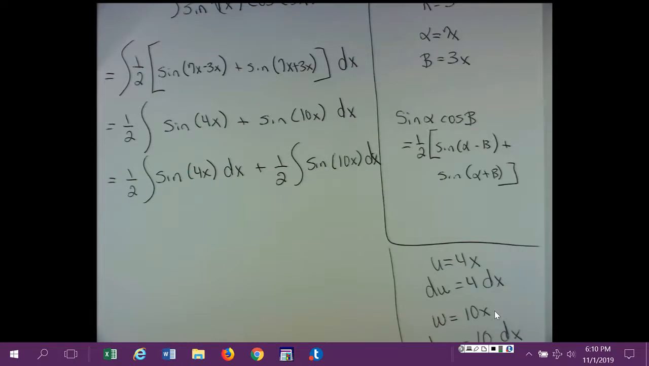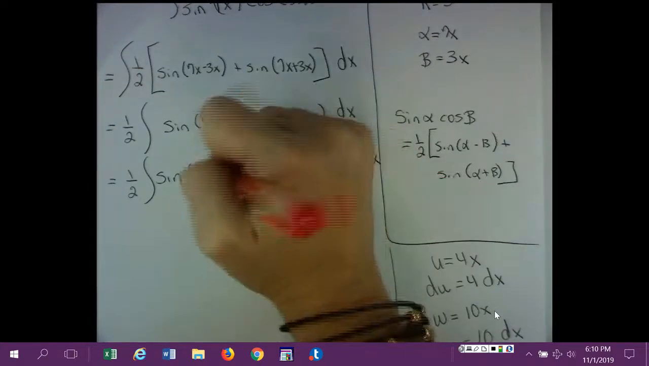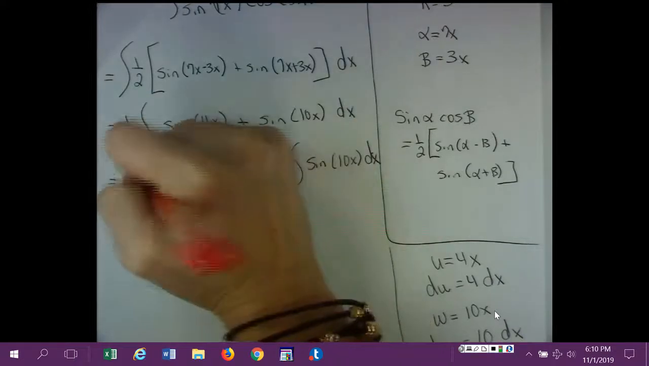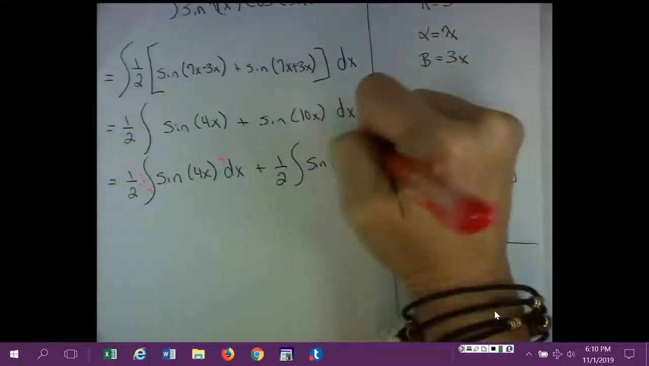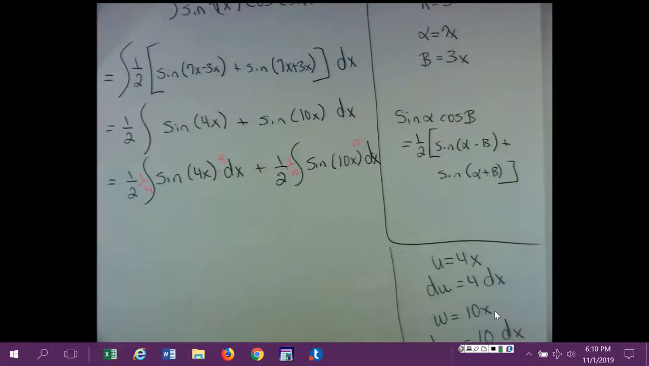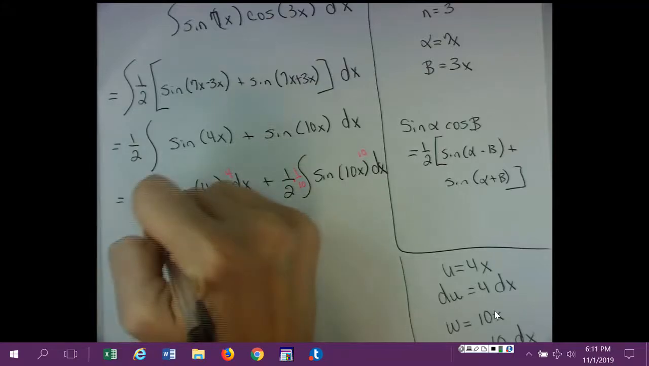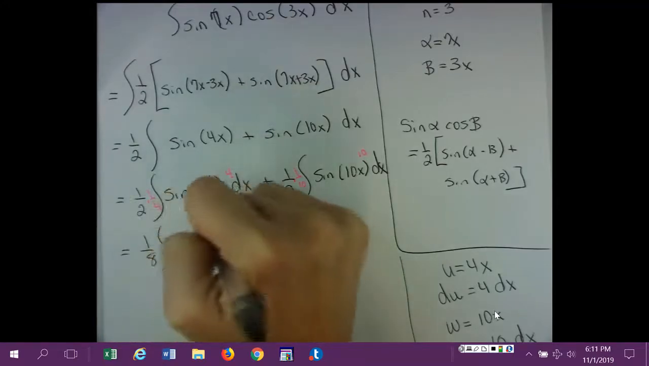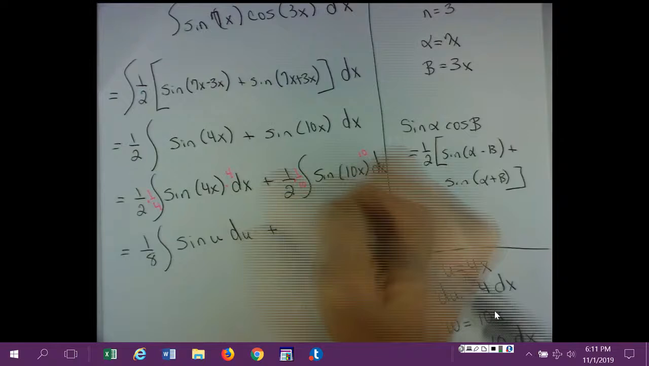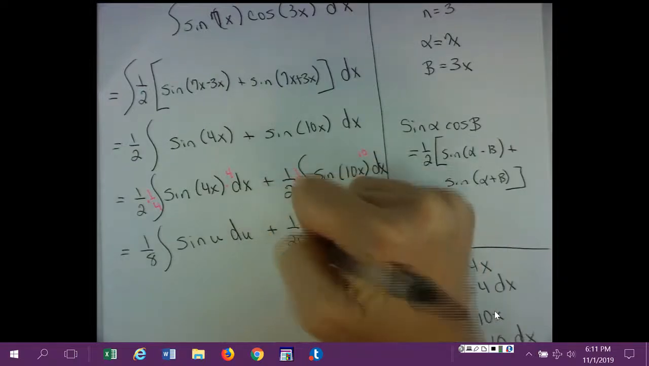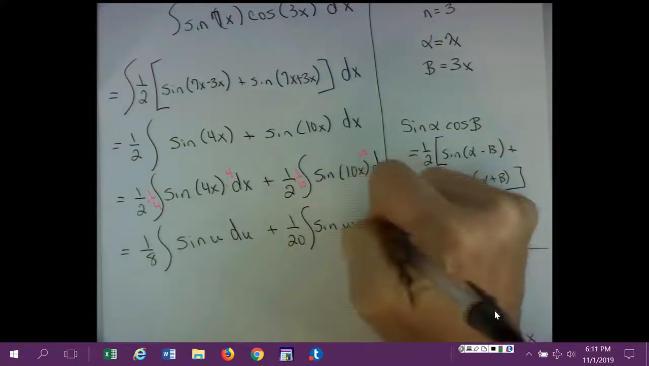I'm looking for another color of pen. I think I'll make life easier. And I'm going to put that 4 here and that 1/4 here, the 10 here, and the 1/10 here. So I don't have to write down the next step. And I did use a different color. So that's 1/8 sine of u du plus 1/20 sine of w dw.